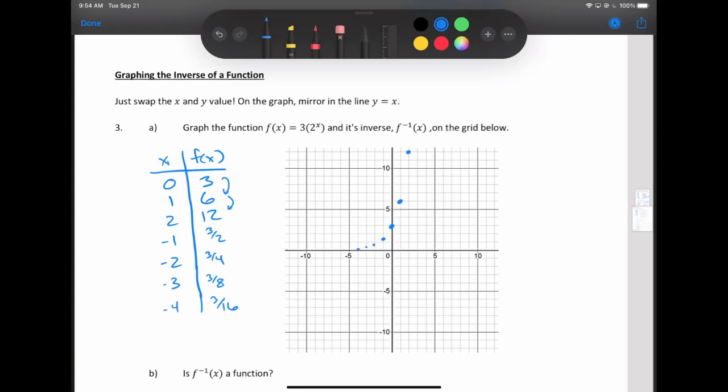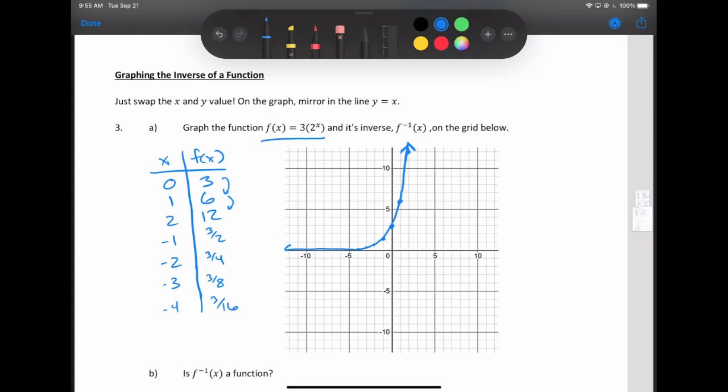So we actually do have an asymptote there, a horizontal asymptote. And despite how fast it looks like it's going up, there is no vertical asymptote. The x's can keep getting larger, the y just gets larger much faster. Okay, so that's our graph of f of x equals 3 times 2 to the x.